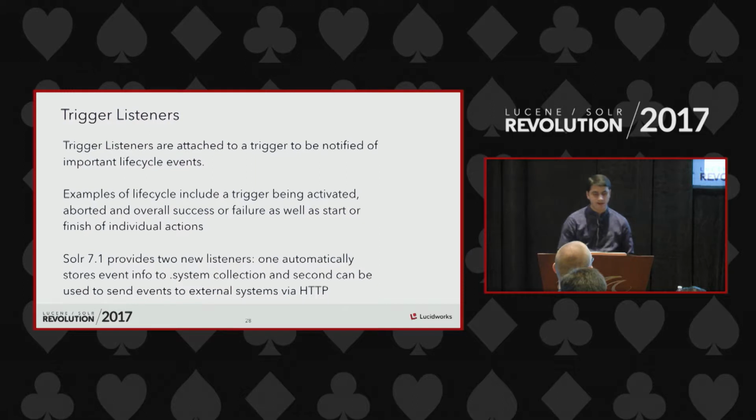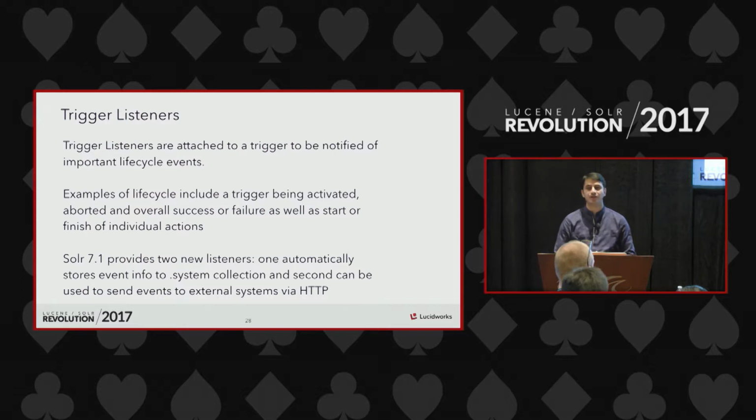In 7.1, we have two new listeners. One is actually default and implicitly added to each trigger. It's called a system log listener. In case you're not familiar, there is a .system collection inside Solr Cloud. It is used for blob store. It is also used in this case to store the operations that are performed, the events, their times, the result of those operations, and stuff like that. There's a very nice API which tells you the historical actions by looking at this system collection. So you can have a historical view of your cluster as well.